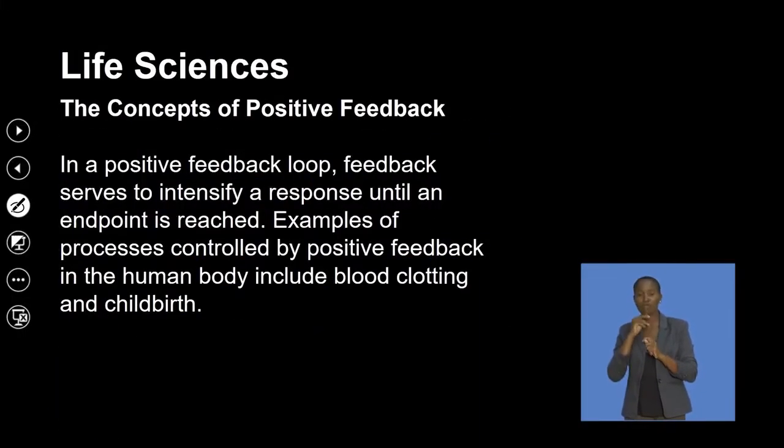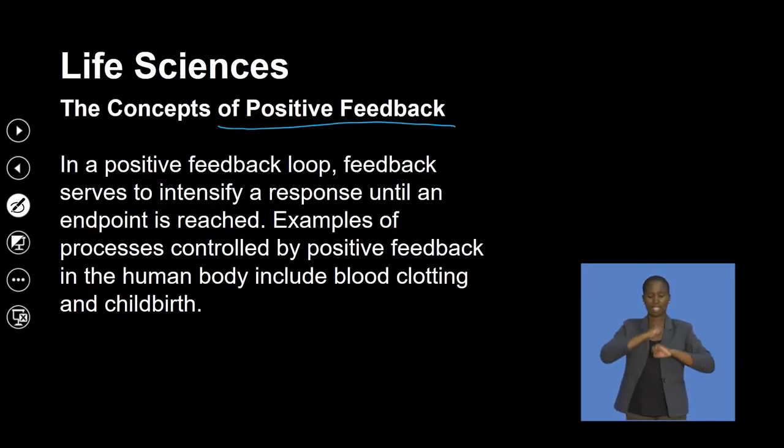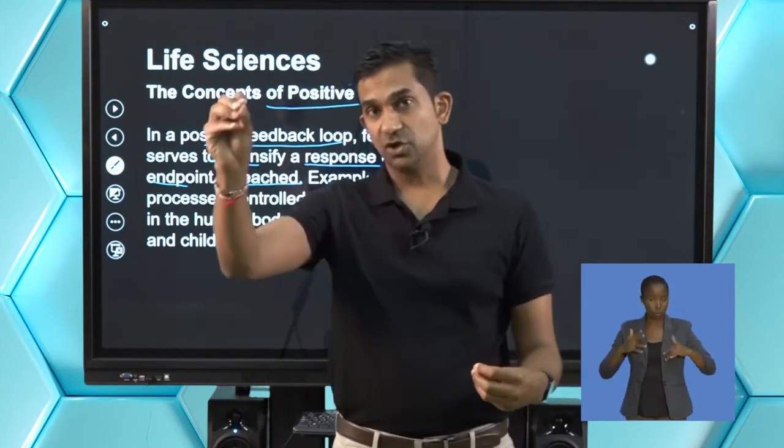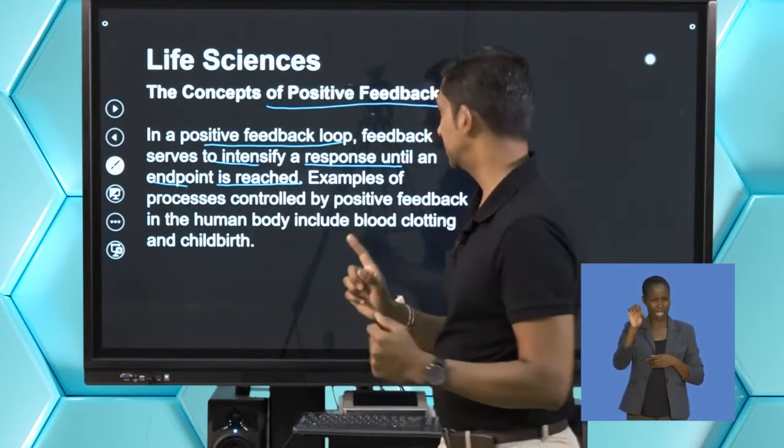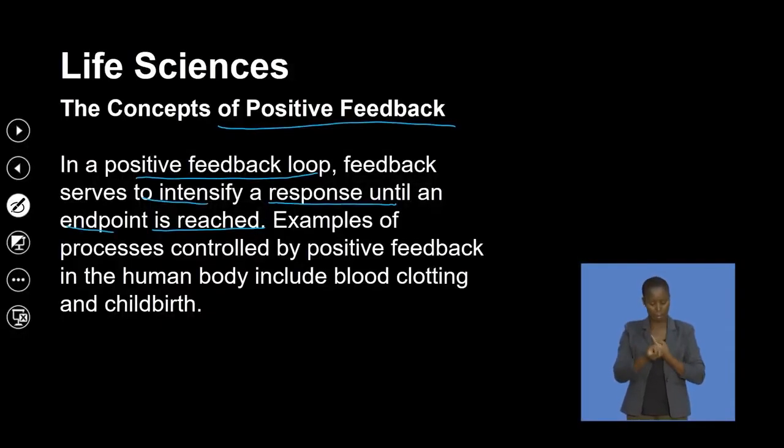Right, so we also have mechanisms called positive feedback. In a positive feedback loop, the feedback serves to intensify a response until the endpoint is reached. Essentially, that means one stimulus having an effect on another, increasing the effect. And we'll look at an example of that in a bit. Examples of this control process, which is a positive feedback, would be blood clotting and childbirth.